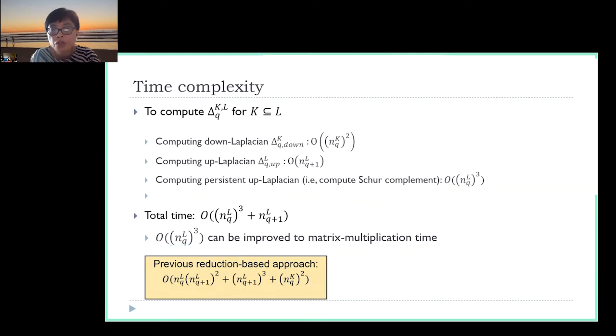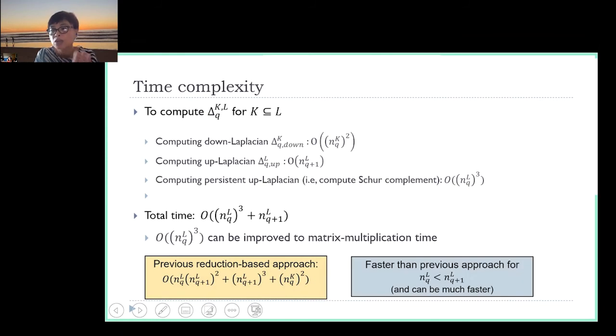So these two are not directly comparable in general, but for many practical simplicial complexes, the number of Q simplices can be much smaller than the number of Q plus 1 simplices, such as when we consider the Rips complex for dense point clouds. As the dimension increases, the number of simplices increases. In that case, the number of Q simplices is much smaller than the number of Q plus 1 simplices in your simplicial complex, and this new algorithm based on the Schur complement is much more efficient, which can be a factor of n squared faster.